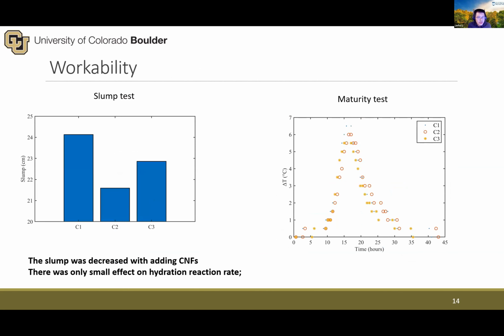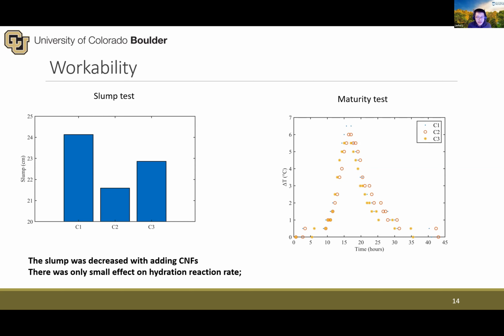And also the next one we test is a slump test. It's pretty obvious that when you add very fine particles, especially carbon nanofibers, the slump decreased, but in a very limited range. It just decreased from 24 centimeters to 22.8 centimeters, which I think is a pretty controlled range.